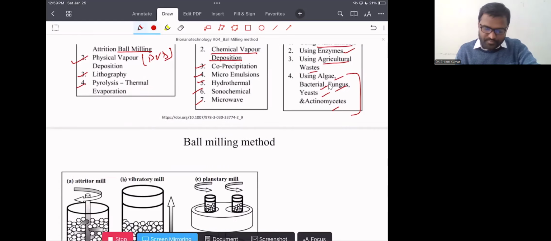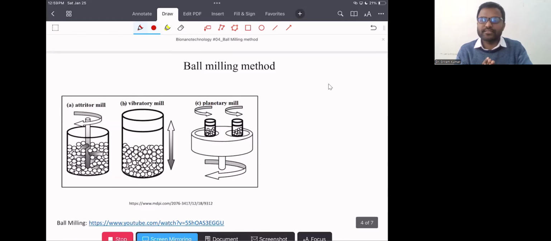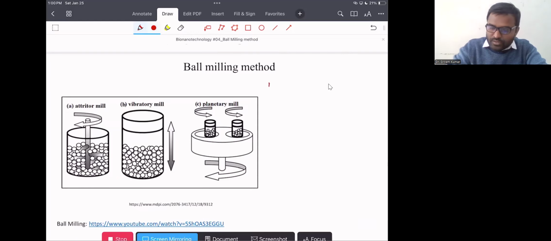The first physical method is the mechanical method, that is, the ball milling method. In ball milling, we can say, this is the simplest technique to develop or synthesize nanomaterials. In the ball milling method, we have containers. So here we have the container, and the second important entity is the ball.